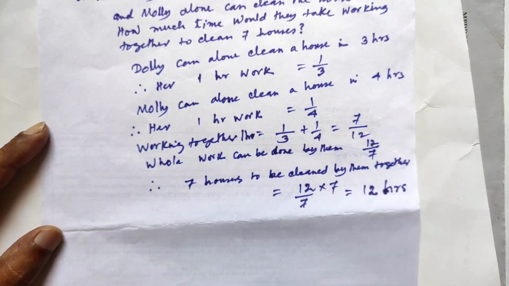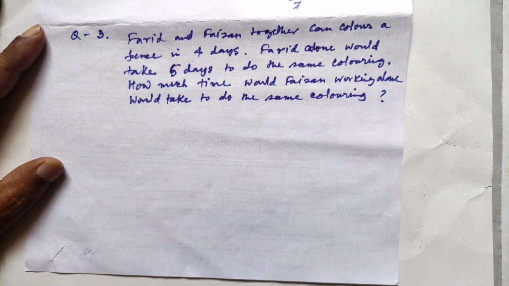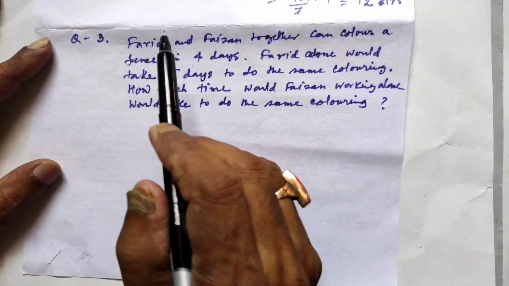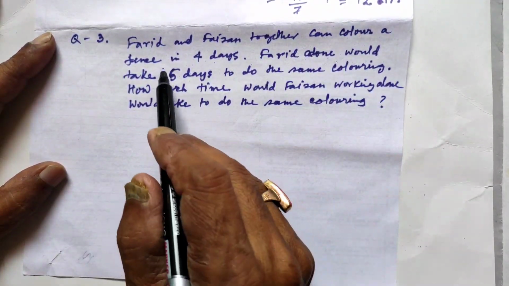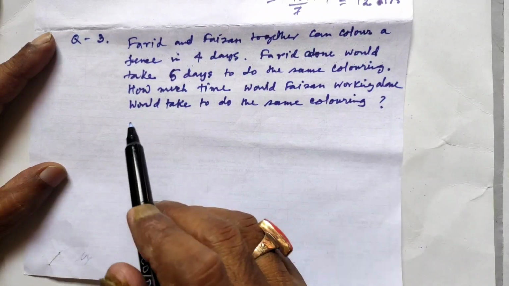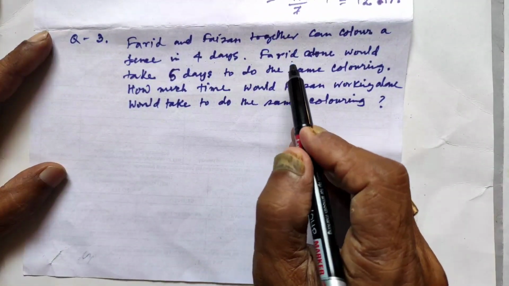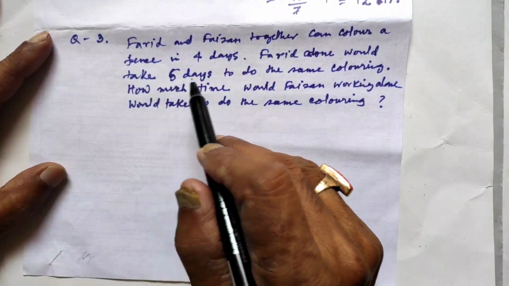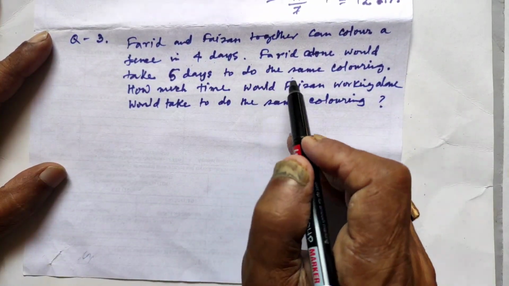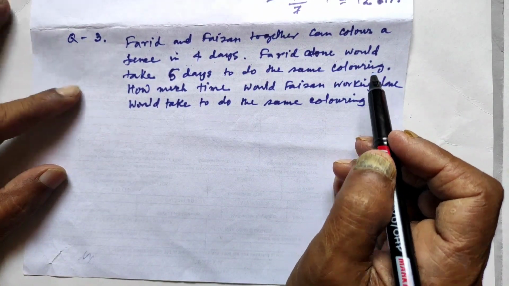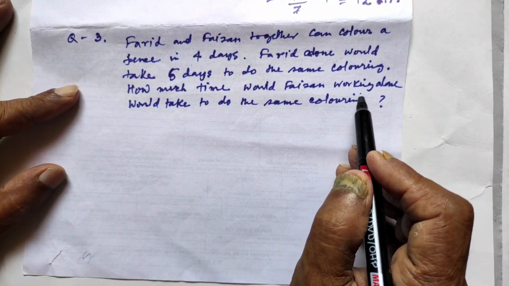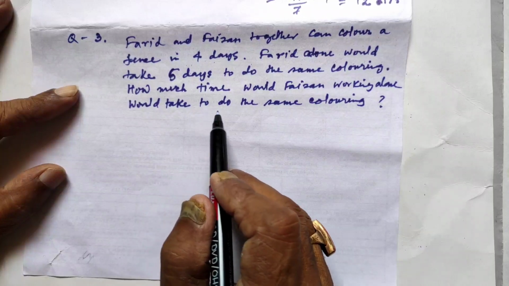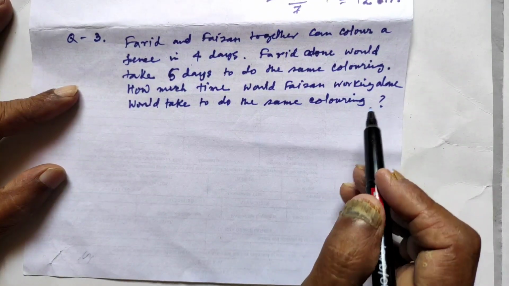All right. So this sum says that Farid and Faizan together can color a fence in 4 days. Okay. Farid alone would take 5 days to do the same coloring. How much time would Faizan working alone take to do the same coloring of the fence?